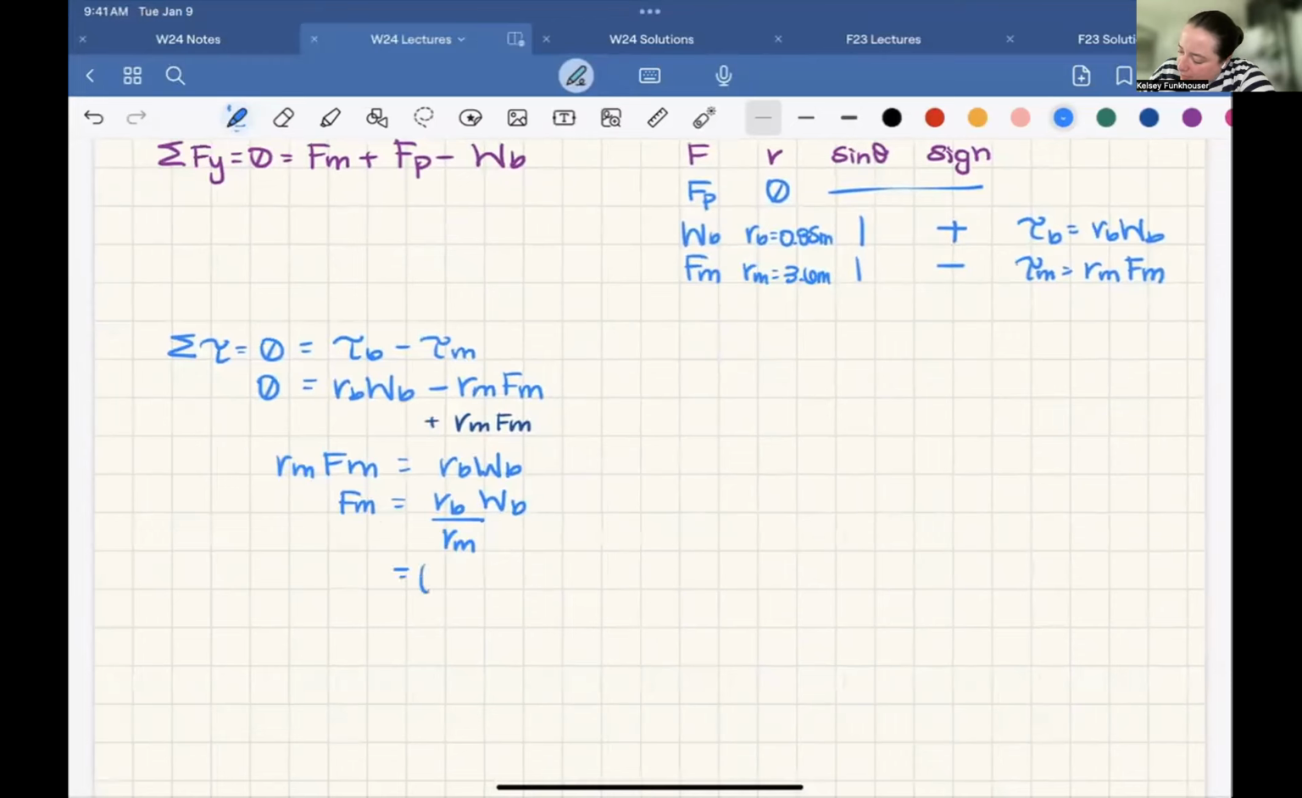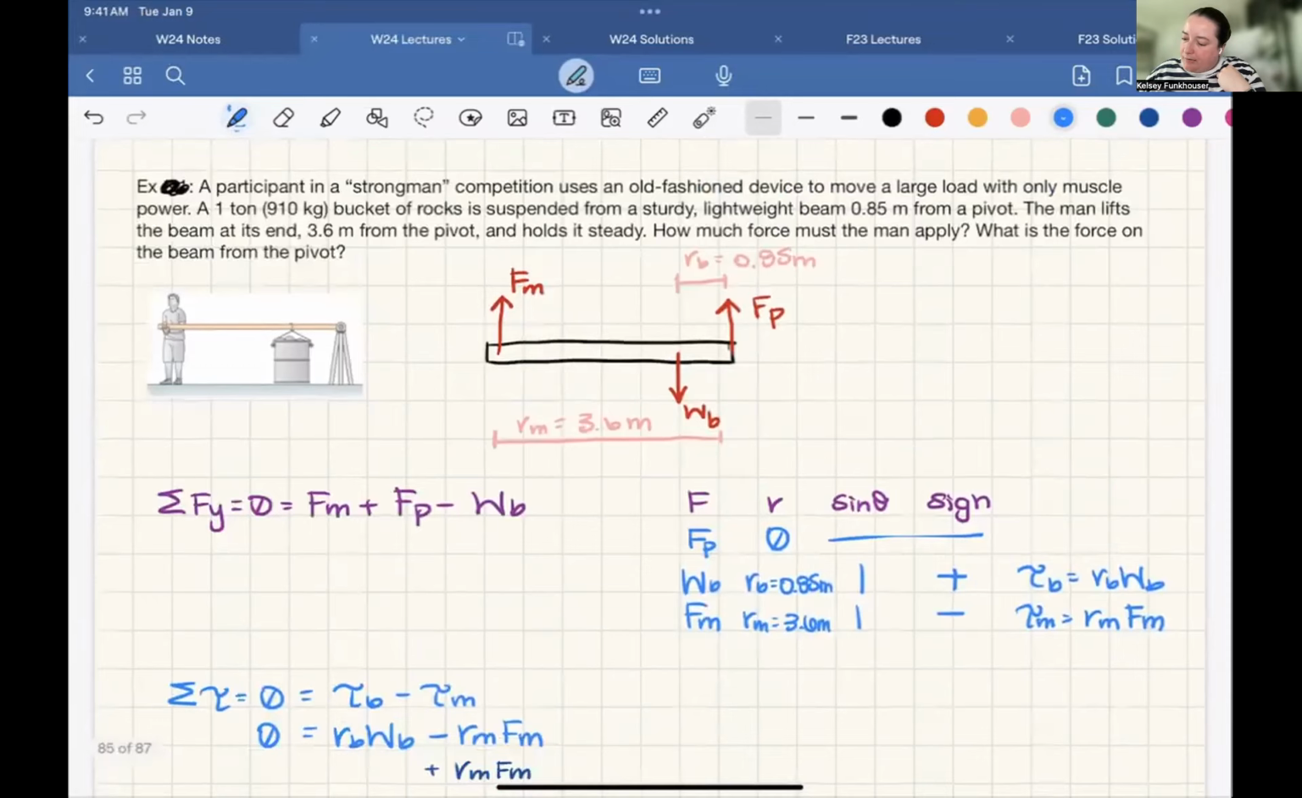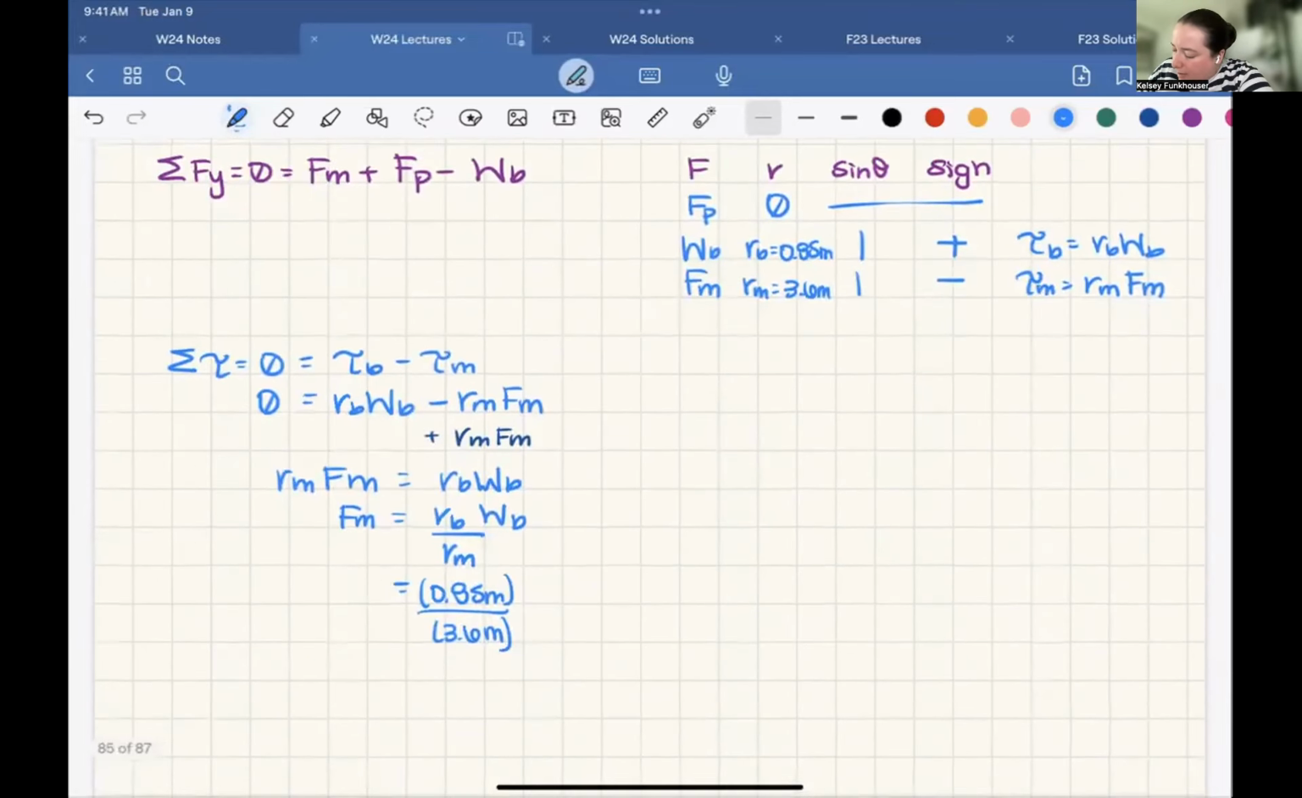Now we'll plug in our numbers. So this is 0.85 meters. This is 3.6 meters. And then the weight of the bucket. Okay, so we were given the mass, 910 kilograms. And then we need to multiply by acceleration due to gravity, meters per second squared. So this force is 2,100 newtons. That is the force that the man applies.